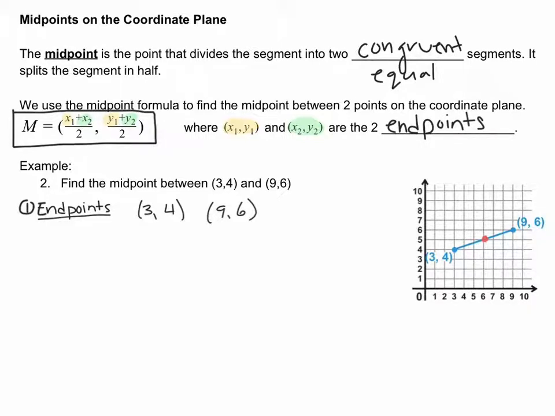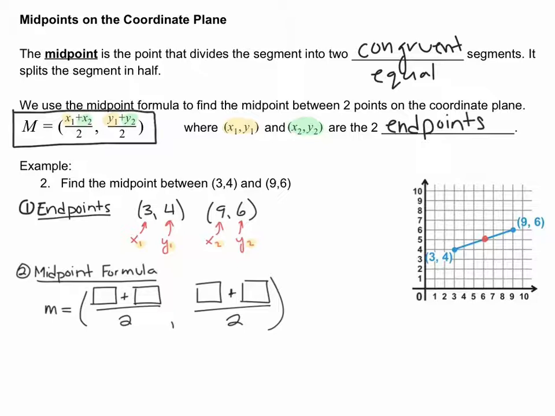Just like last time, the first thing I want to do is find and label my endpoints. I'm going to call 3 x1, and 4 is going to be y1. 9 will be x2, and 6 will be y2. Remember again, in each pair, in each endpoint, the numbers need to match, and we have one x and one y. So x1, y1 is a pair, and x2, y2 is the other pair, the other endpoint. The second thing I need to do is use my midpoint formula. I'm going to use this box method again to find what I need to know.